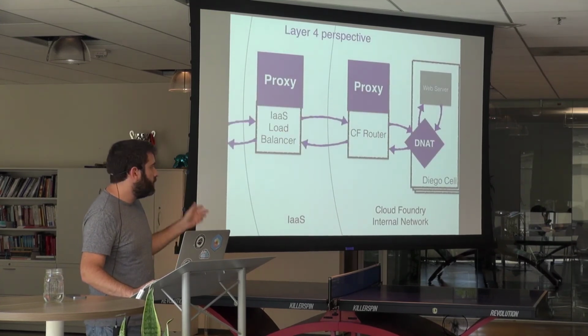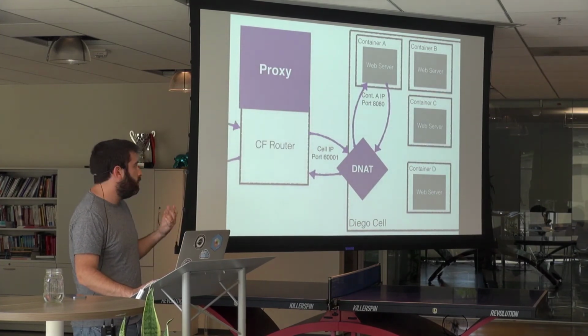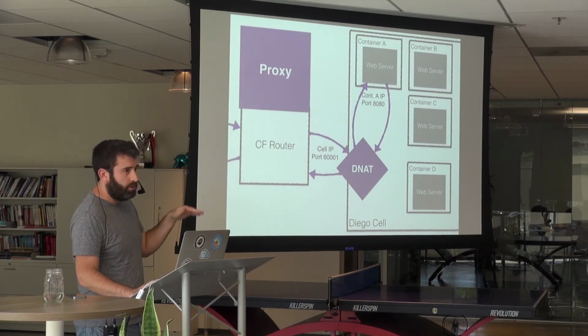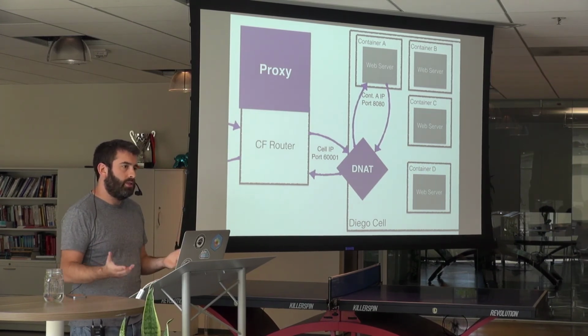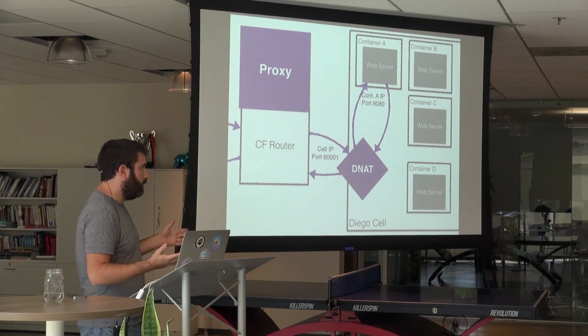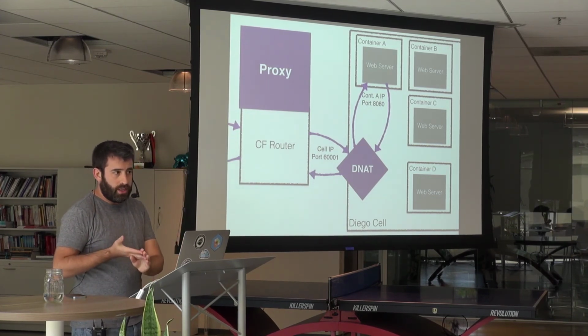We knew that already. There's this extra thing, though, at the end: this DNAT device, this port forwarding device. This is the way that CloudFoundry is able to host multiple application servers on a single cell. The cell is the CloudFoundry term for a container host. It might be running 100 or 200 application instances on it, different applications from different tenants.